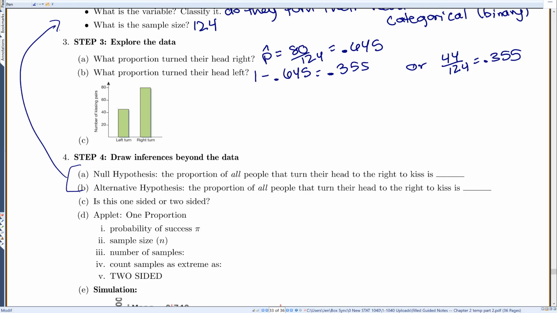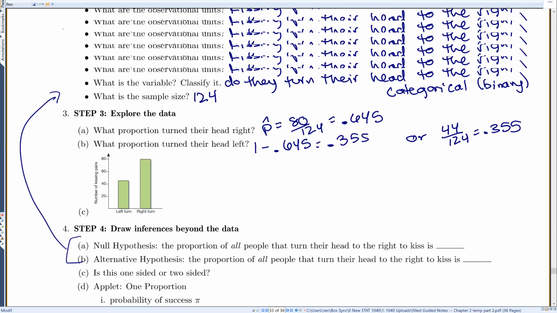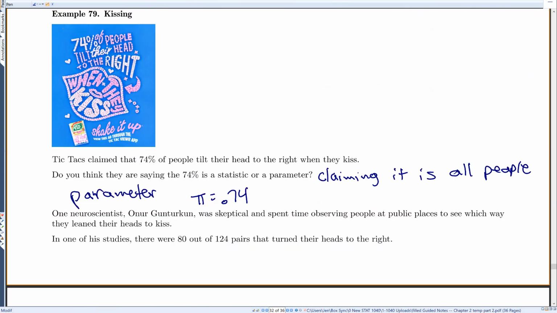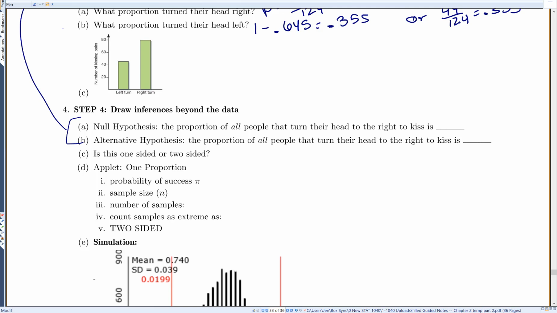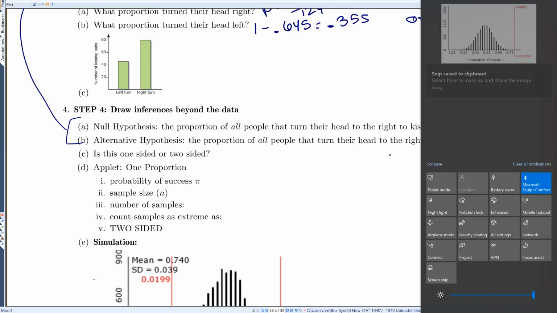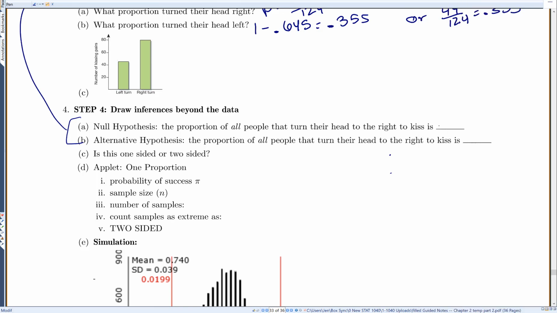Okay. Let's see, the proportion of all people that turn their head to the right to kiss is, well, remember, what was their claim? If you go back to it, Tic Tac claimed it was 74% of the people. So that was their claim. So they claimed 0.74. And if I was to write that in symbols, that would be that pi equals 0.74.